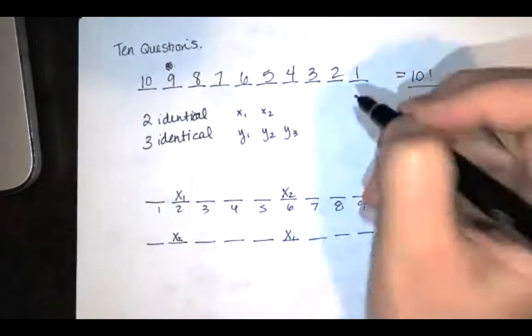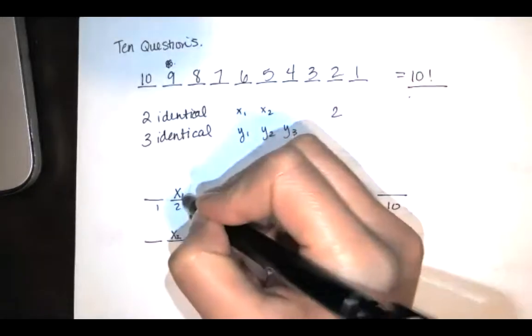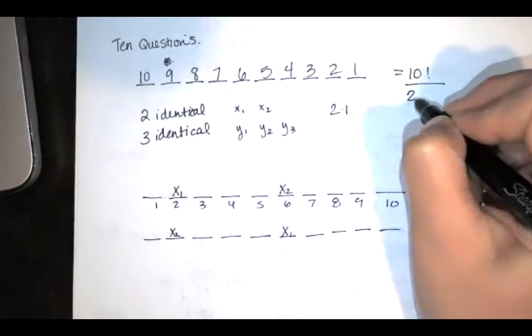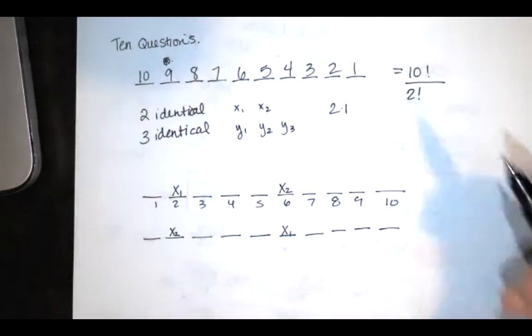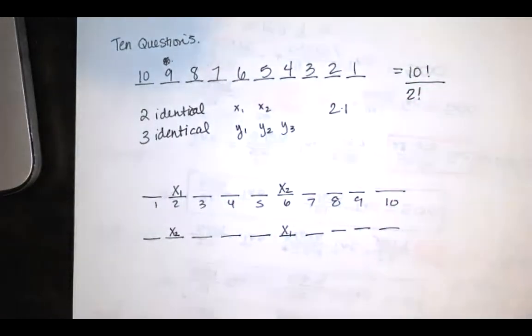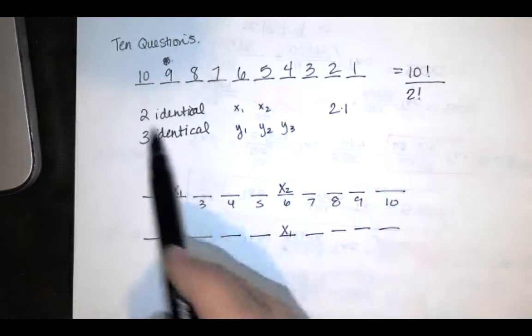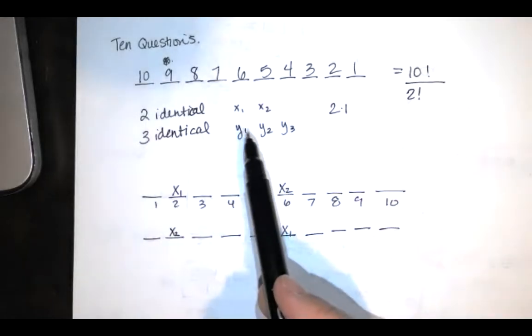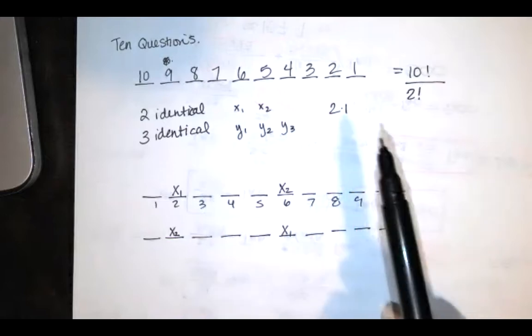The number of ways that we could arrange those two identical questions is just 2 factorial: I've got 2 options for the first question and then 1 option for the second question. So we get 2 versions. So we divide by the 2 factorial to account for all the times that we accidentally counted these guys twice because they were identical. Now the same thing happens here with y1, y2, and y3. They're the same question.